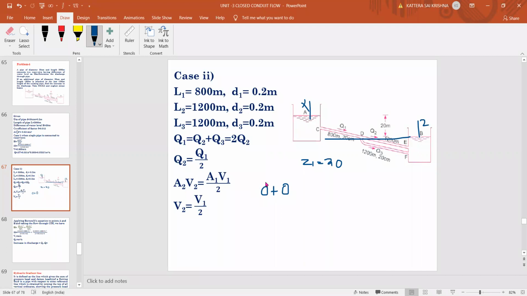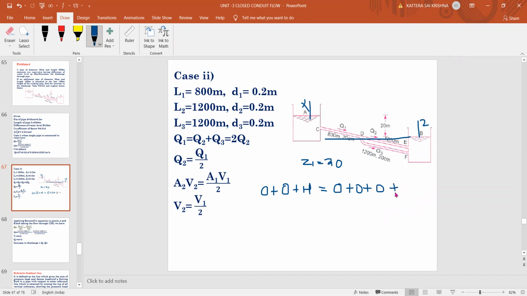So P1 by rho g is 0, since at point A it is atmospheric pressure, we will take it as 0. And the water is stagnant in the tank at section A, so velocity V1 is 0. Plus what is left is Z1, which is equal to H. Is it right or not? Z1 is equal to the H value given here, so I'm writing it as H. This is equal to, again in section 2 we have pressure 0, velocity 0, and Z2 which is also 0 because it is passing through the datum line.